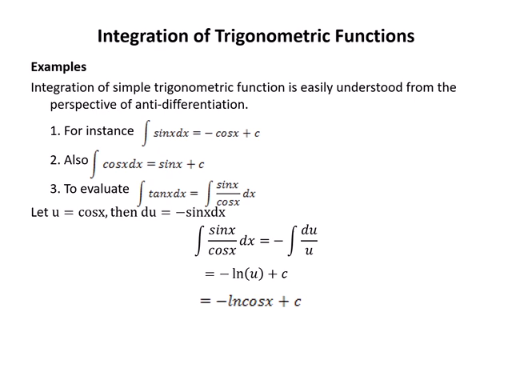So what is u? We represented our u as cos x. Then you substitute back the value of u, which is cos x. It now gives us minus ln cos x plus c. So that is just how to integrate tan x dx.